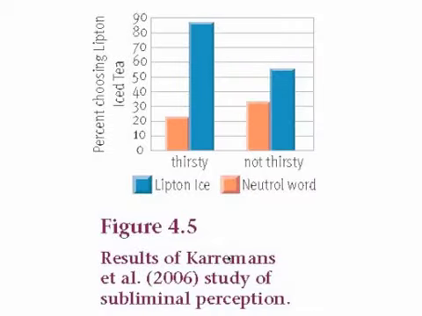So does this work? Does this kind of thing actually work in terms of behavior? And it does sometimes, and there's some evidence that it can. So here's an example of the results of an experiment in which, subliminally, below the level of awareness, Lipton iced tea was presented to people. They weren't aware of its presentation. And then they measured whether or not people were thirsty. And then they measured people's likelihood of choosing Lipton iced tea over some other comparable brand of iced tea.